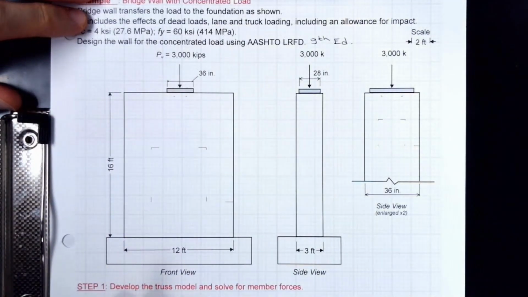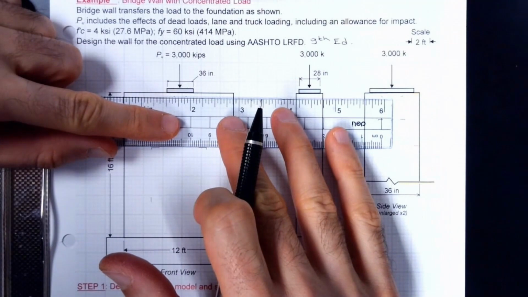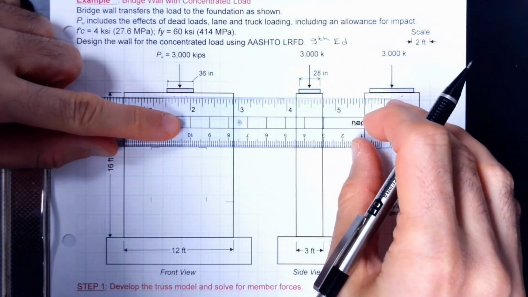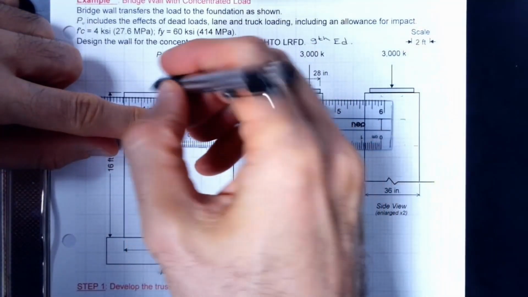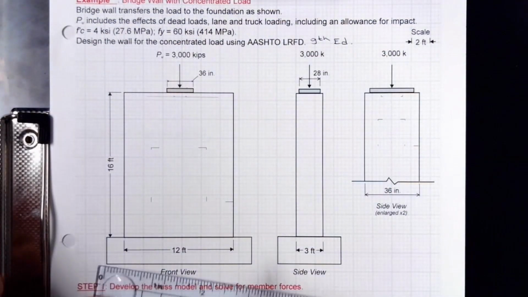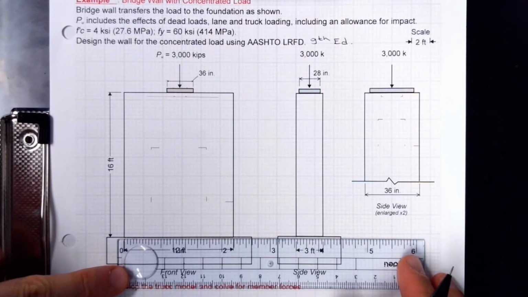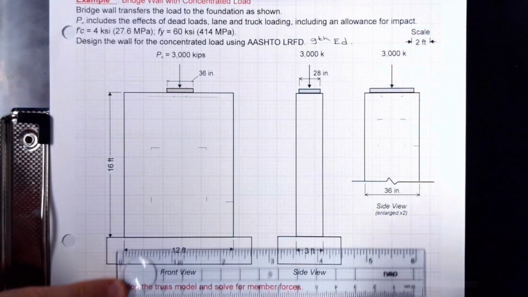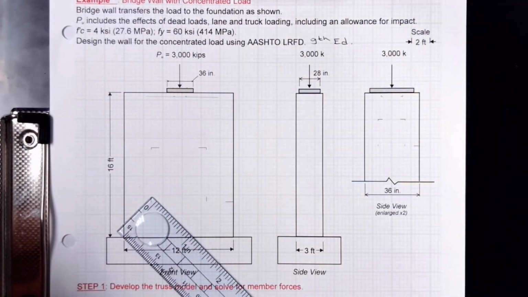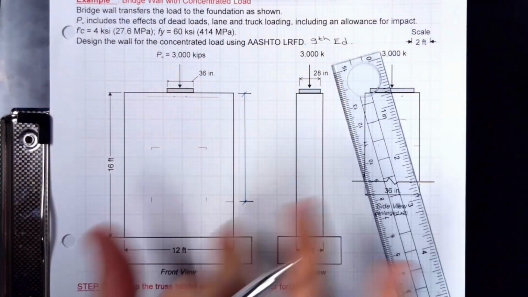The first step would be developing the truss model and solving for member forces. Of course, this is a very critical step. For any model, you would need to determine a top chord, which could be strut or a tie, which we don't know yet. We need to identify the disturbed region. Disturbed region, by definition, we are looking at h away from the load application point. If this is 12 feet, the disturbed region is going to be again 12 feet, 1-to-1 aspect ratio.